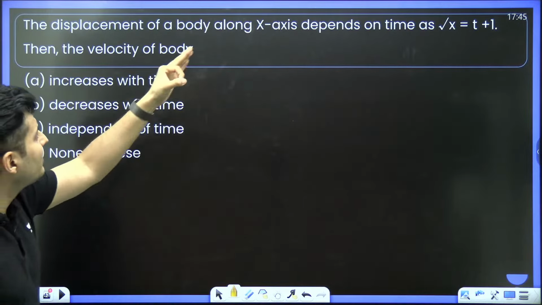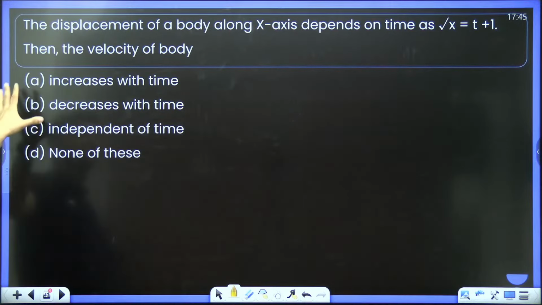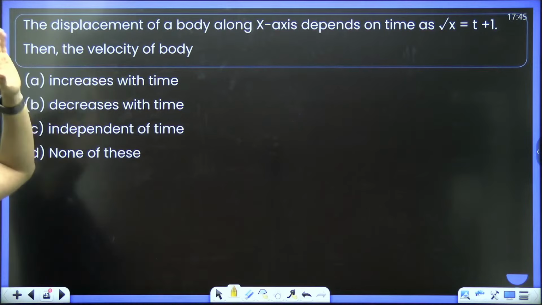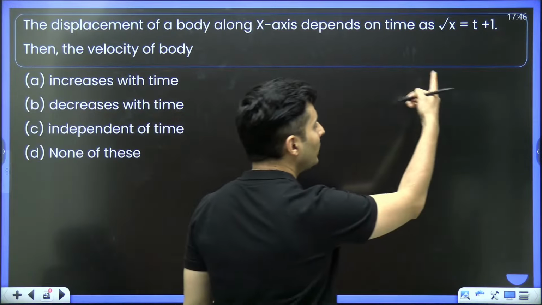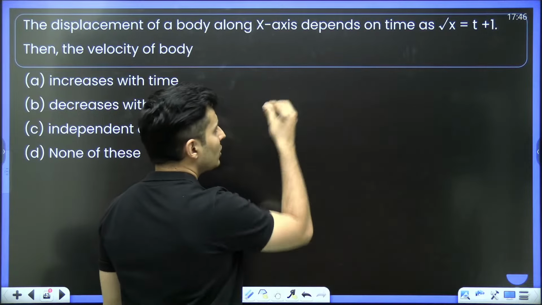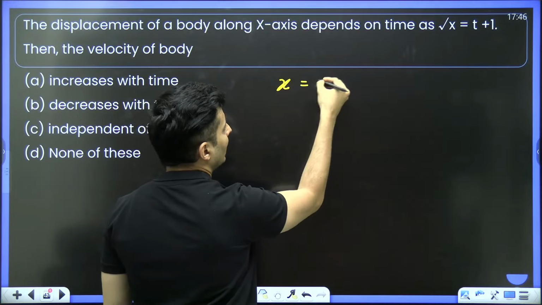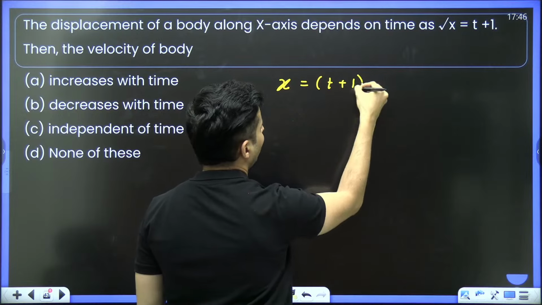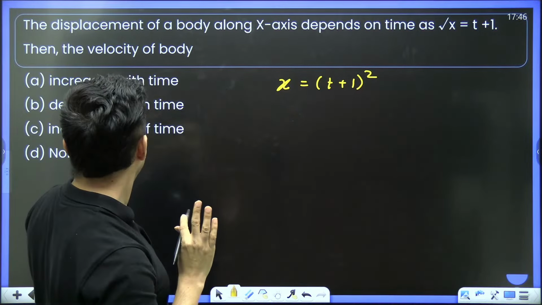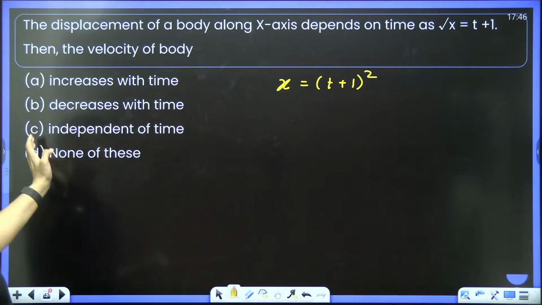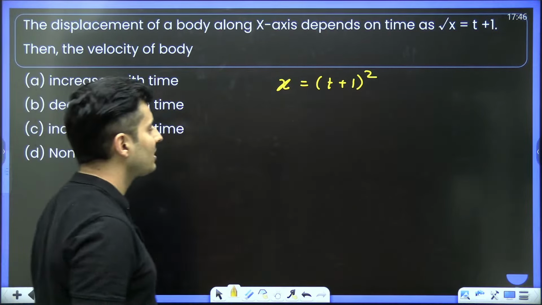The displacement of a body along the x-axis is given by this, then the velocity will be how much? Root x is t plus 1. So how much will x be? It will be t plus 1 whole square, correct? Then will velocity increase, decrease, be independent, or none of these?